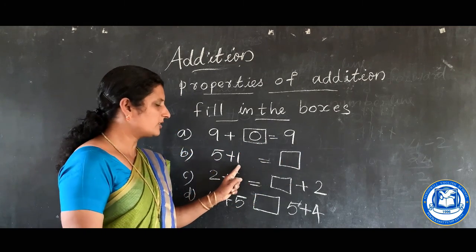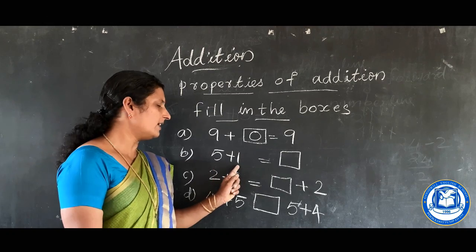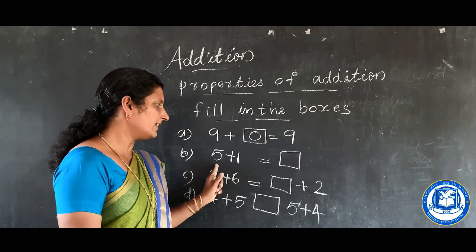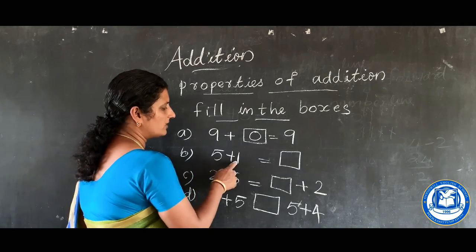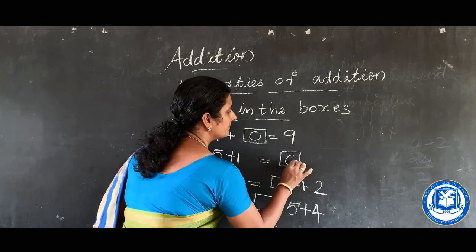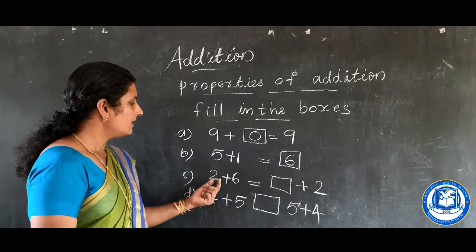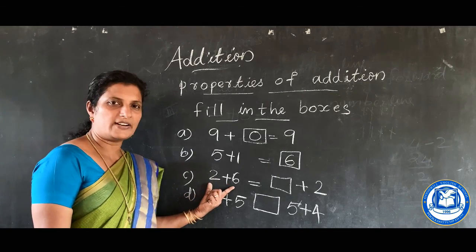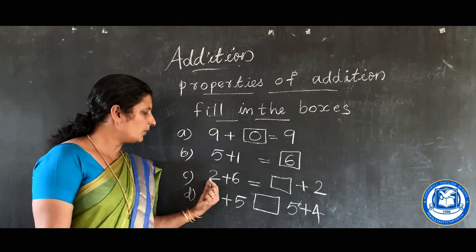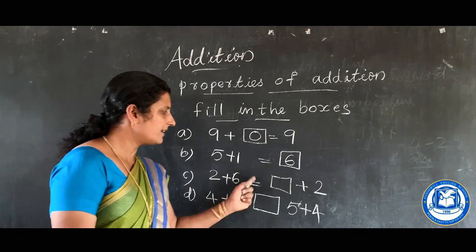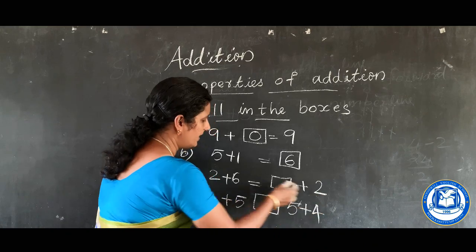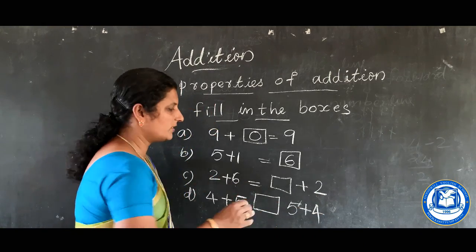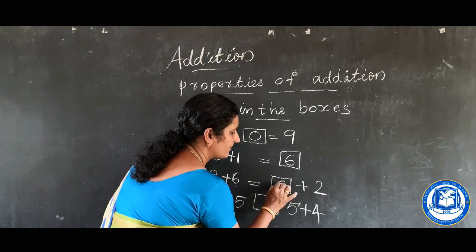Next, 5 plus 1. That 1 we are adding with 5. Then we know that we should get the next number. Okay, 5 plus 1 is 6. Then here is one question given: 2 plus 6. On the next side also we can check it. 2 is here and 2 is also here. 6 is here, there is no 6, so we can add 6 here.